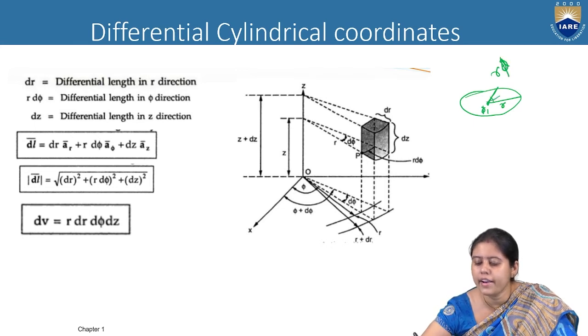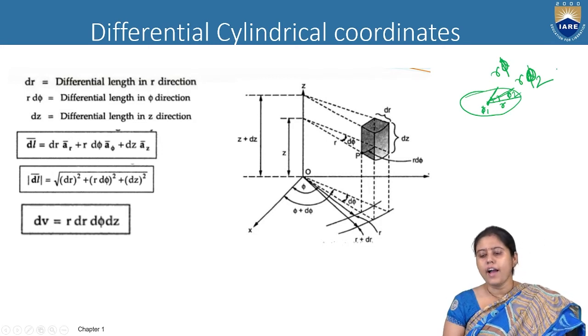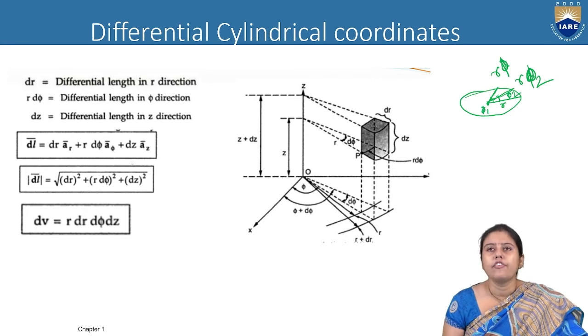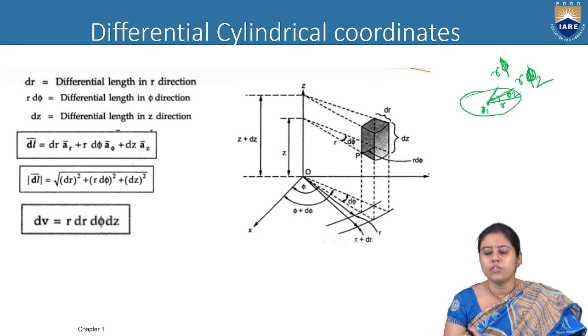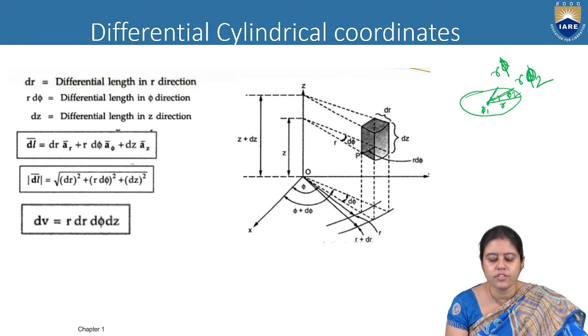But if the line is here, what is the distance of the line? R. If the angle is phi 2, we can write r into phi 2. If it is not a proper circle, if the phi changes, the distance will increase. That's why we write it r into d phi instead of only d phi.